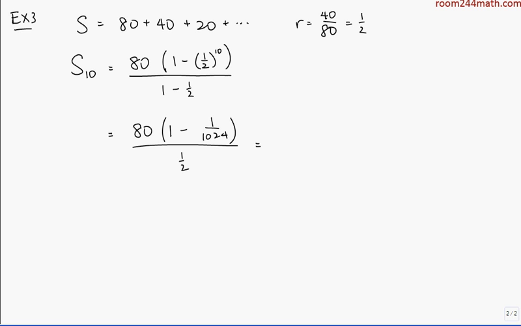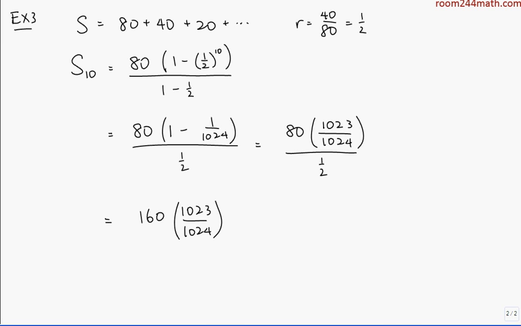1 can be written as 1024 over 1024. So this is really the same as 80 times 1023 over 1024, right? That's 1 minus 1 over 1024. When you divide something by half, it's the same as multiplying by the reciprocal, in other words, multiplying by 2. So we have really here 160 instead of 80, because we're dividing by half, times 1023 over 1024. And we can cancel out, there's a common factor of 32 there.